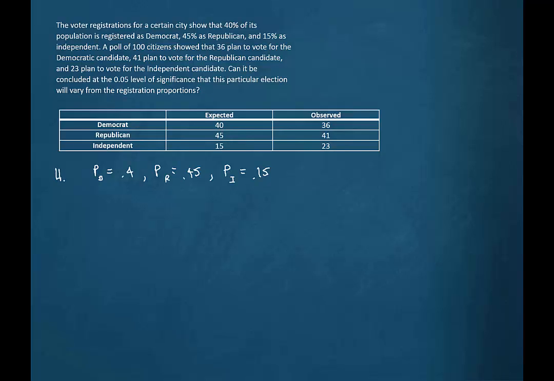This will be our null hypothesis. The question is, can this be contradicted by the data? Let's write that down. Can these proportions be contradicted by the data?